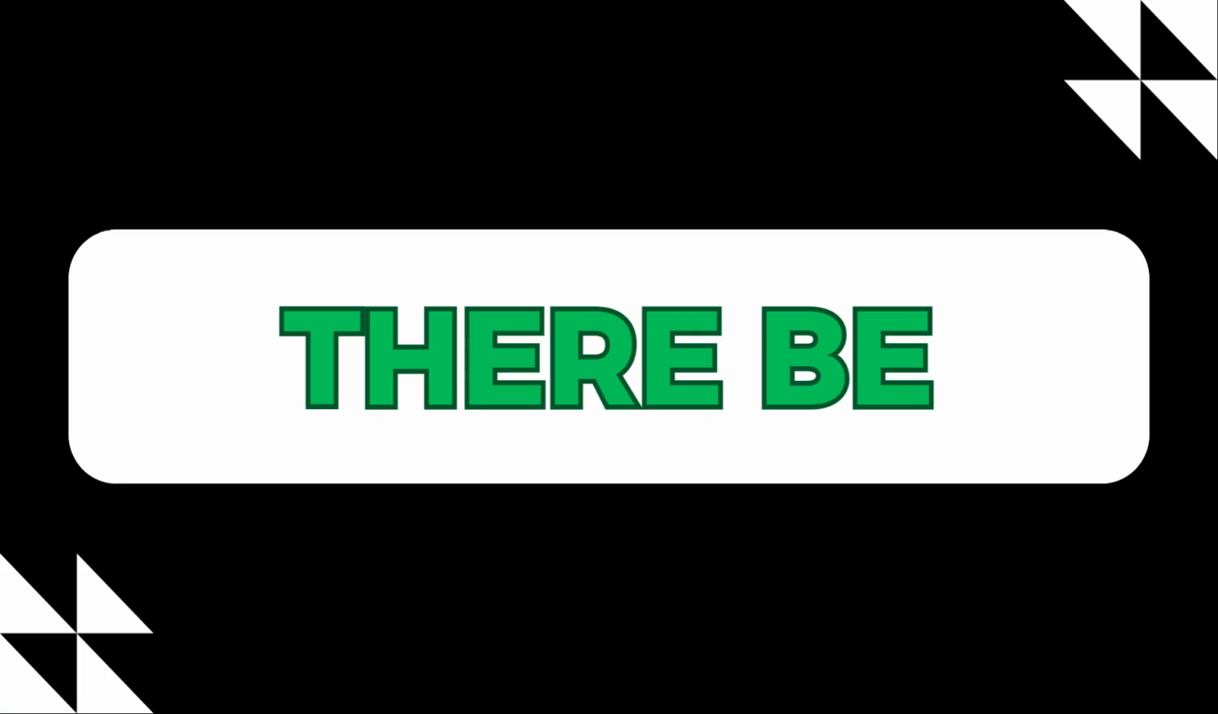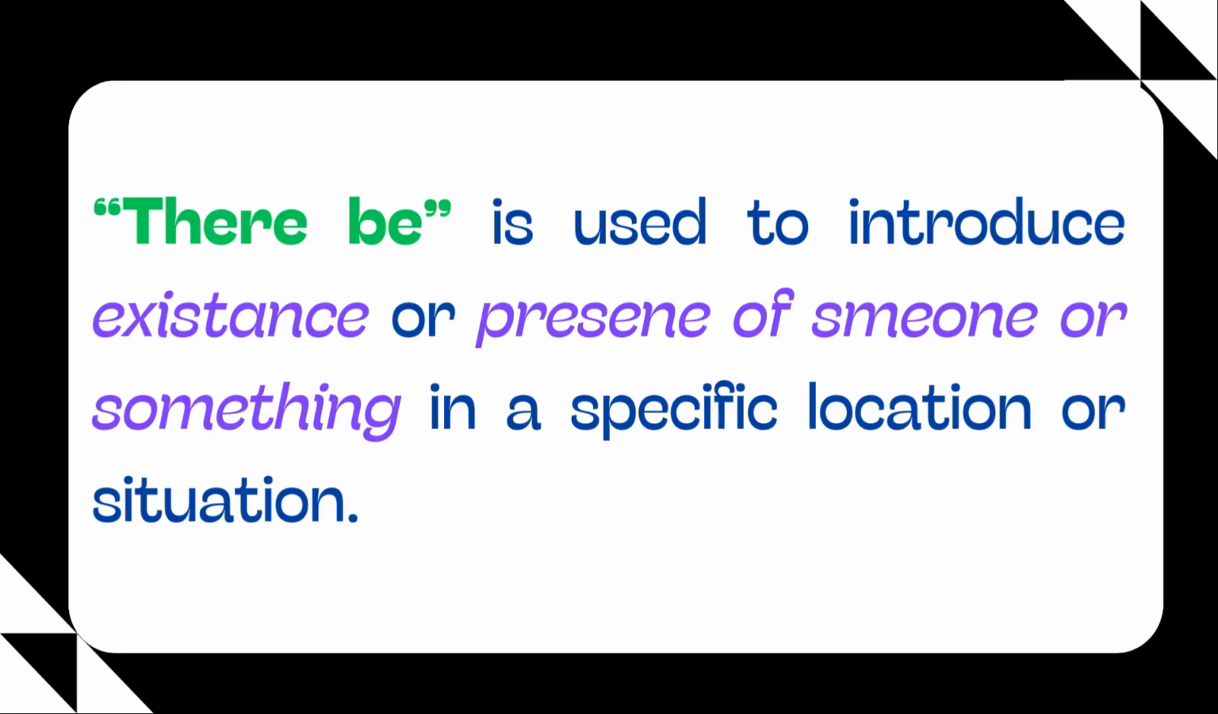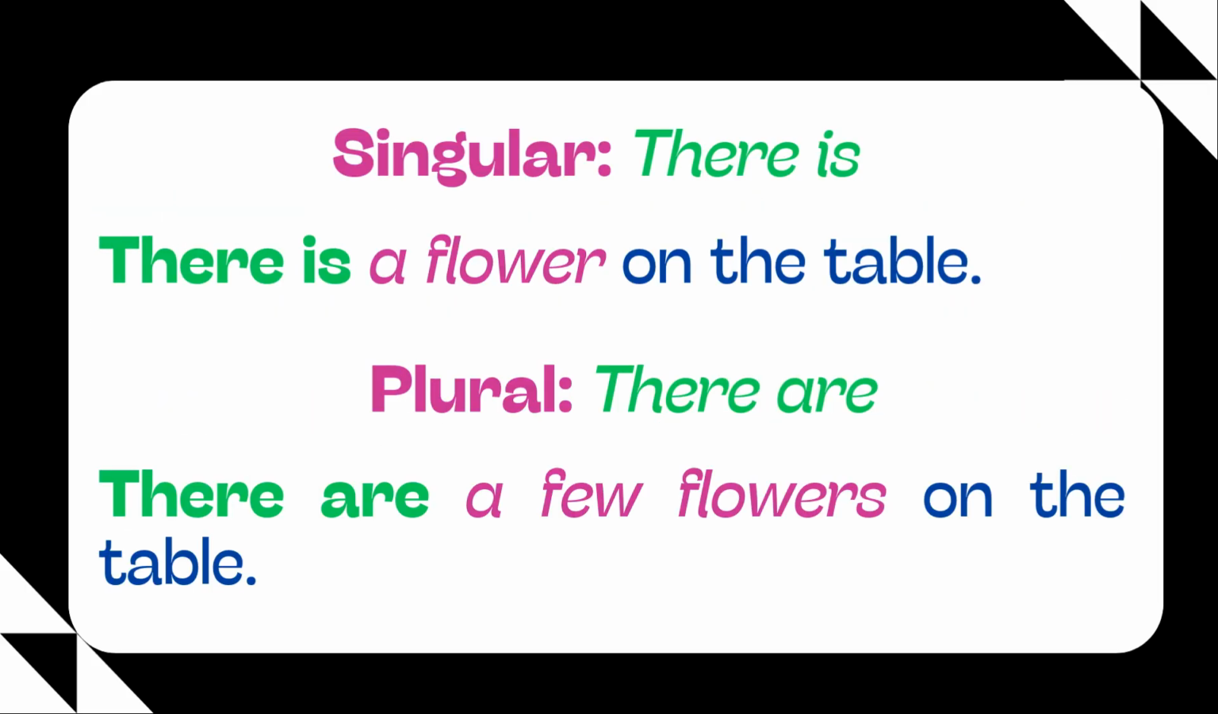There be. There be is used to introduce existence or presence of someone or something in a specific location or situation. The singular of there be is there is. There is a flower on the table. The plural is there are. There are a few flowers on the table.